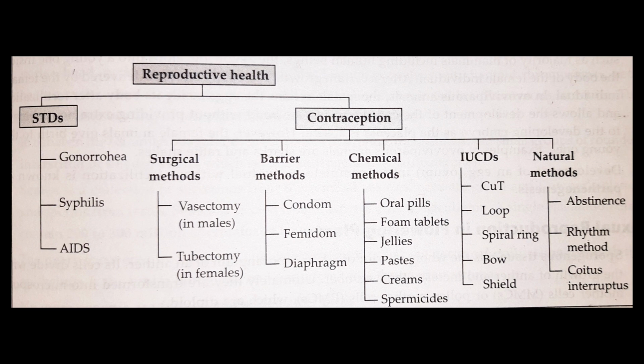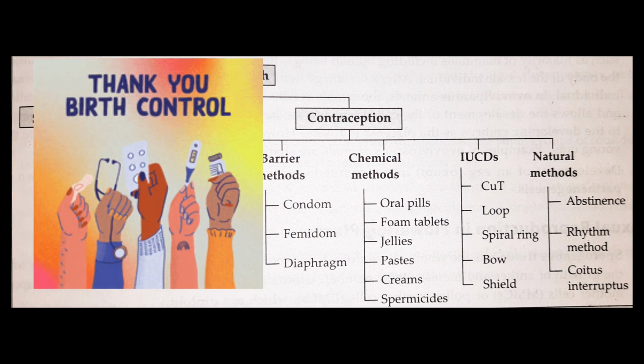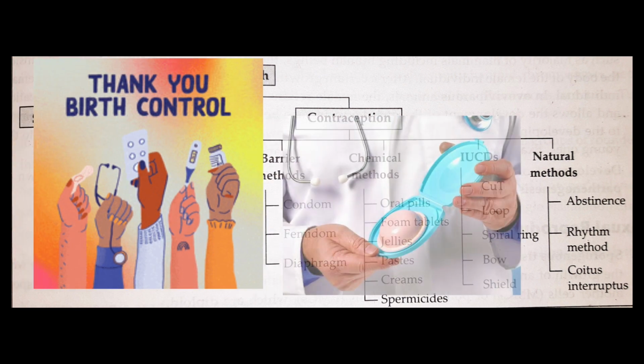Barrier methods. These are physical devices to prevent the entry of sperms in the female genital tract during copulation. They also protect against STDs. Some common barriers are condom, femidom, diaphragm.